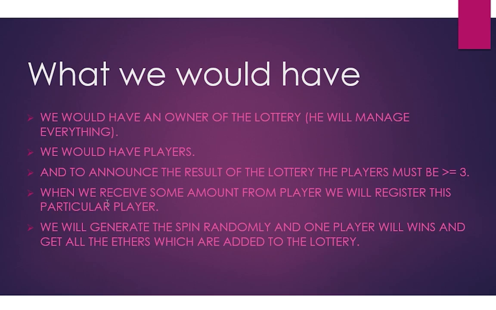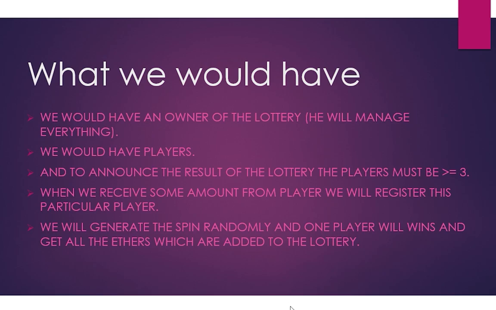The first step is that when we receive some amount from a player, we will register this particular address, and we will also see how we can do this. And we will generate the spin randomly, and one player will win and get all the ethers, or the balance, which were added to the lottery from these 3 or more participants or players. These are some steps you must know before starting our project.